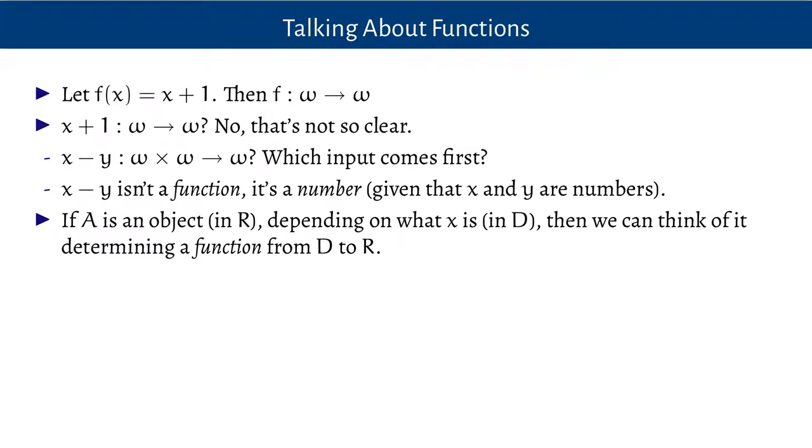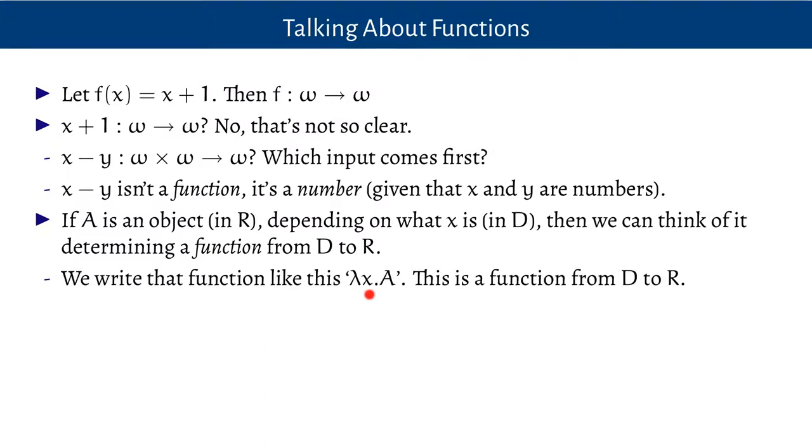Instead, we're going to use a different notation to talk about what the function is. If I've got an object in the range of my function, which object it is depends on what x is in the domain of my function, we can think of this as a function from the domain to the range. The value of a just depends on what the value of x is. So for example, the value here, a, is x plus 1. And that's just an object, but what object x plus 1 is depends on what object x was. And x minus y is an object, and what object it is depends on what x and y both are.